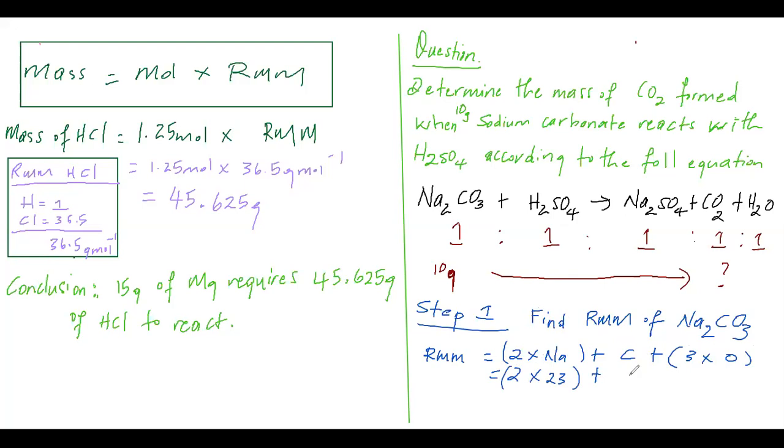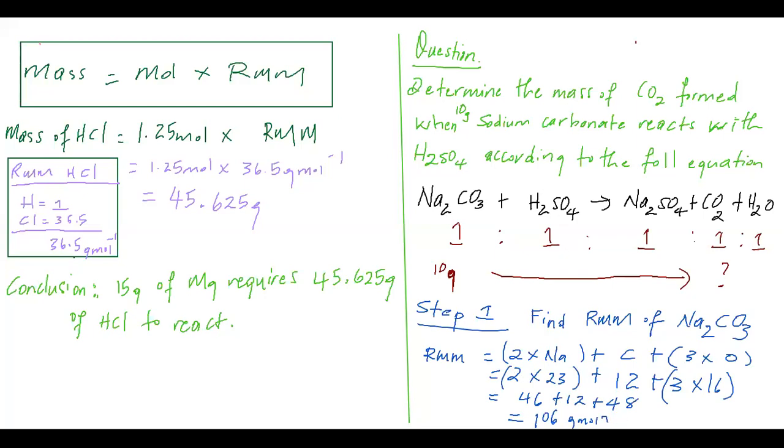What's the RMM of carbon? 12. All right, so there are certain elements, when you do enough of these calculations, you're going to start remembering the RMMs. And the oxygen? 16. So that will be 46 plus 12 plus 48. And you said it comes to 106, Ajani? Yes. Okay, that is correct. So the RMM of the sodium carbonate is 106 grams per mole. So I found my RMM.